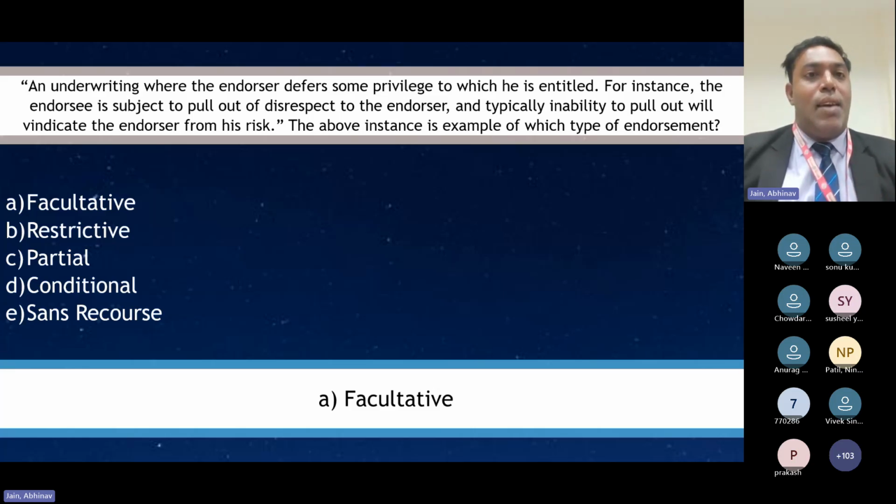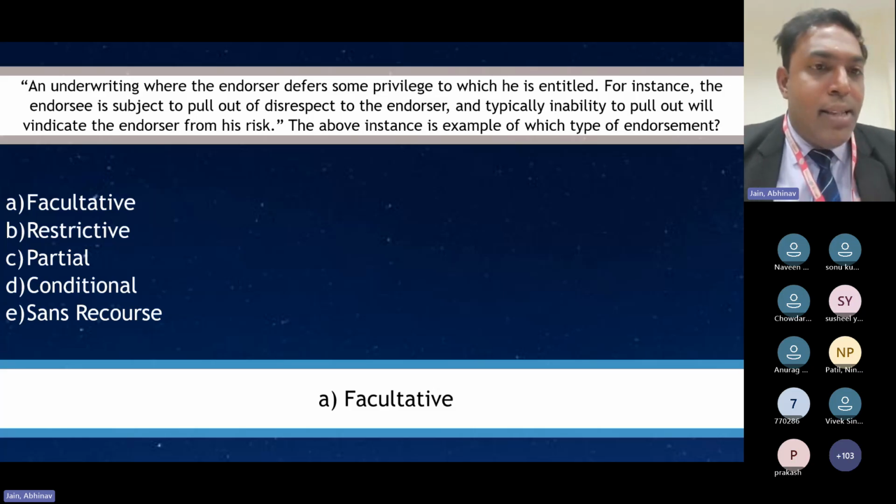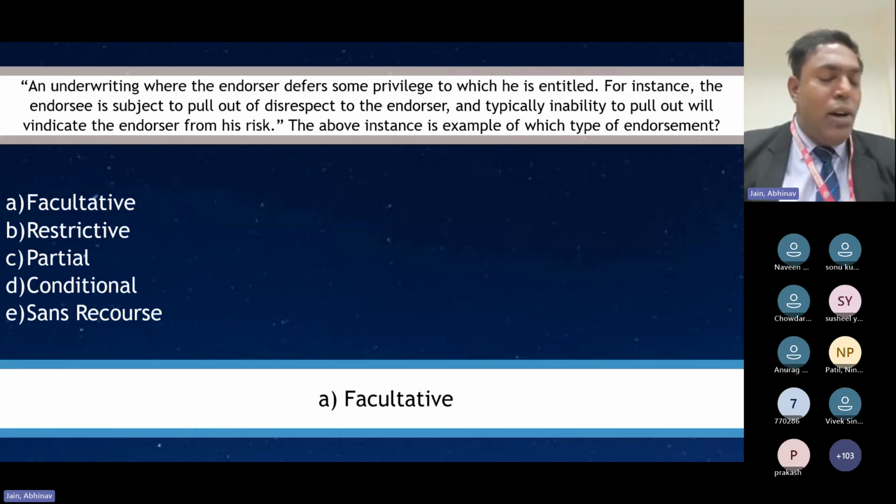As the example given here, the endorsee is subject to pull out of disrespect to the endorser, and typically inability to pull out will vindicate the endorser from his risk. So in such cases, the endorser is deferring some of his privilege, or taking some risk on behalf of the other. This type of endorsement is known as facultative endorsement.